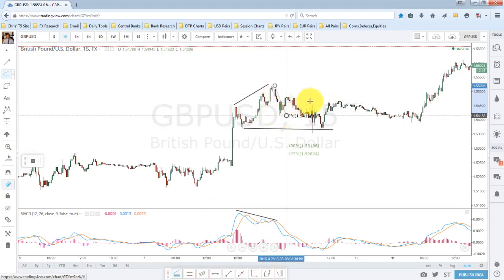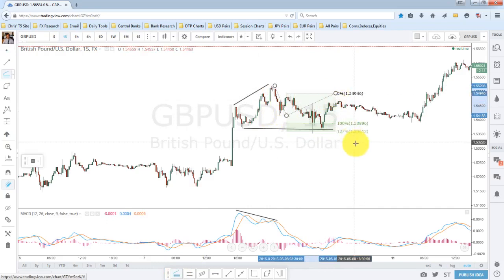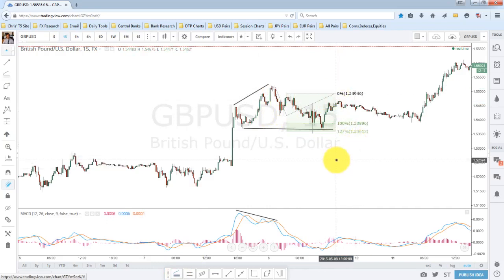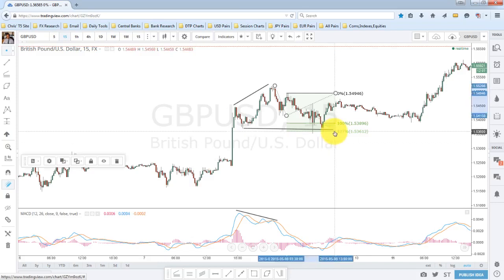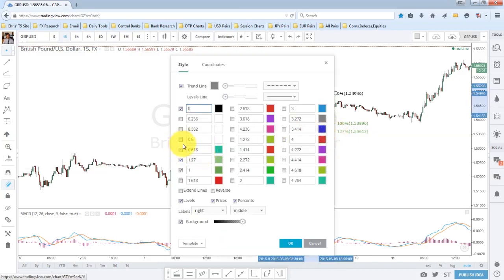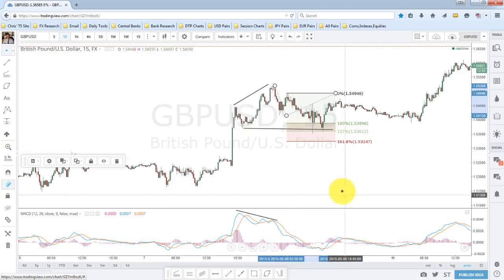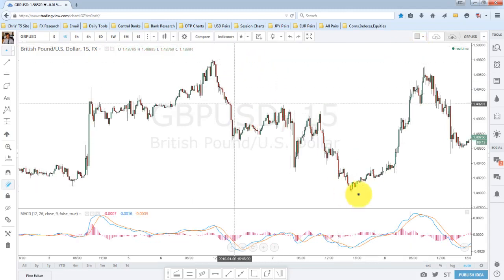If we do the measurements on the entire cycle, it did not extend. It moved equal legs, 127, and that was it. In order for this to qualify, it would have had to extend to the 1618, and it did not do that. Okay, another qualified setup.